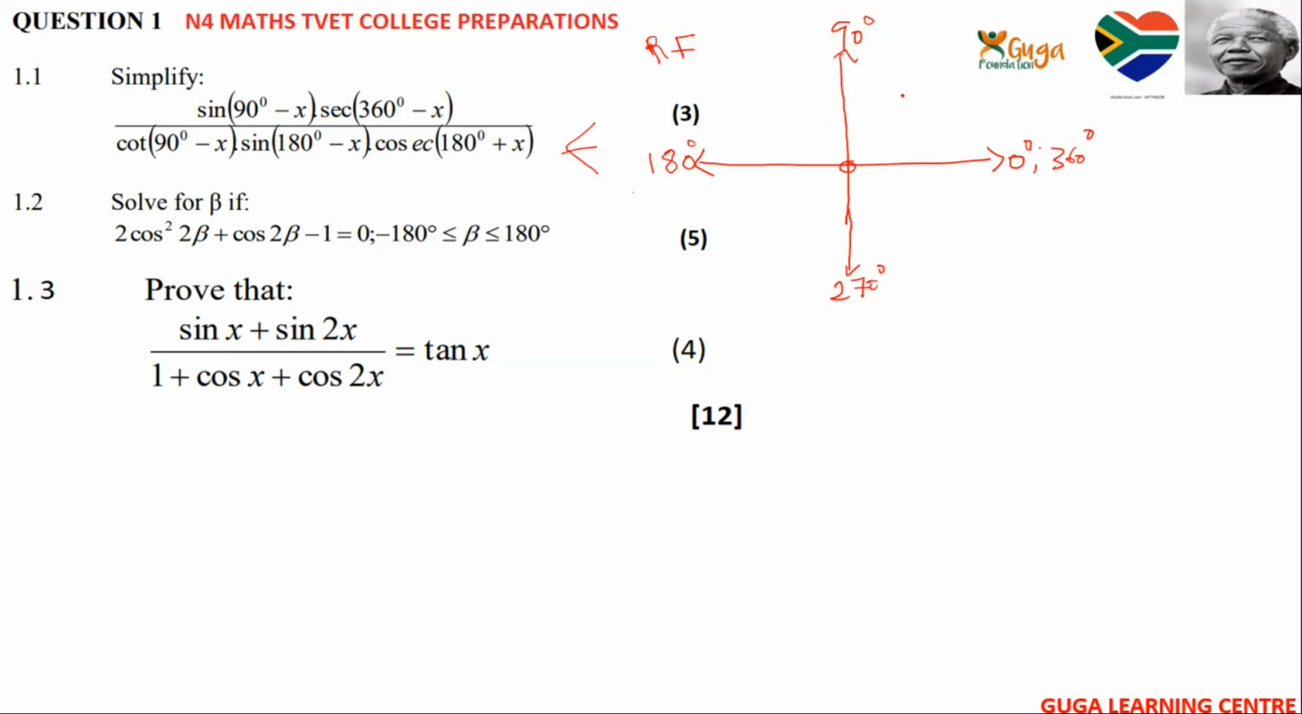Some of them call it the CAST diagram, or even though some students will say all students take chocolate. So here all trig ratios are positive. Here sine is positive, here tan is positive, and here cos is positive.